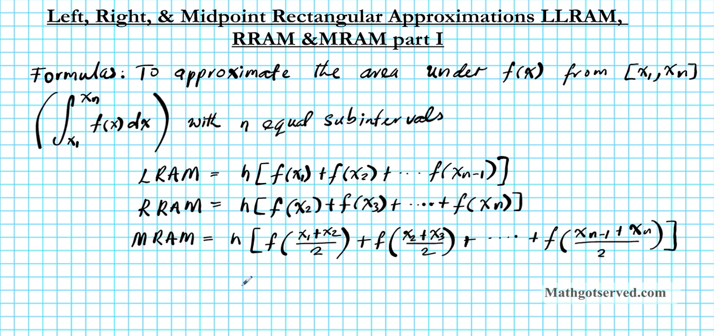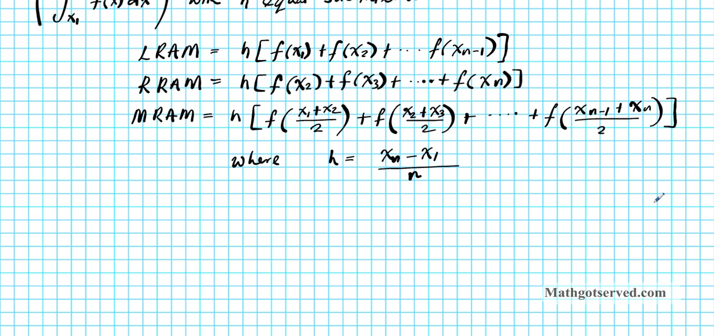So what is h? h is the length of the interval, x sub n minus x sub 1, divided into n equal subintervals, so over n. That is the width of your rectangles. These are the formulas. Let's go ahead and apply them to an example.